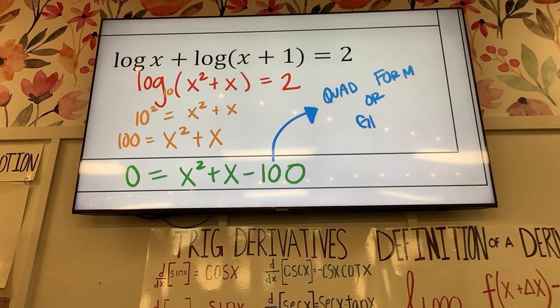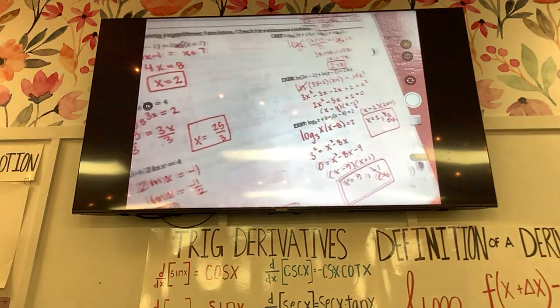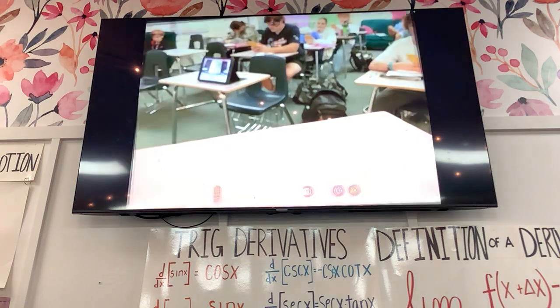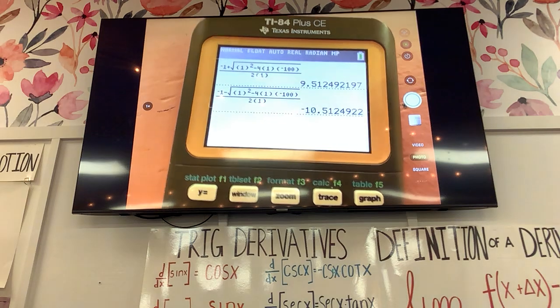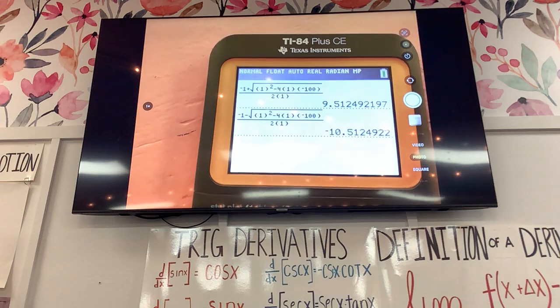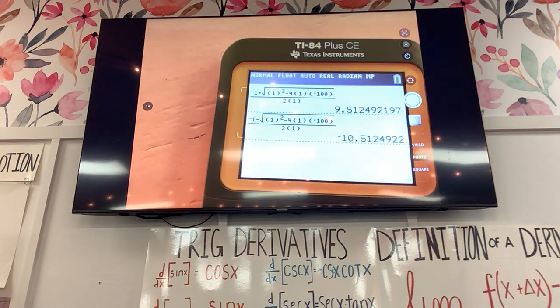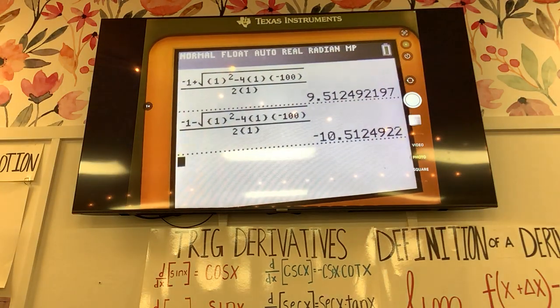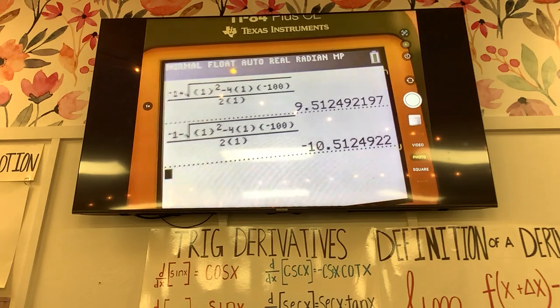Or you can graph. Either way, it's going to be on the calculator section. So let me go to my screen here. You can type in the entire quadratic formula into your calculator: negative b plus or minus the square root of b squared minus 4ac, all over 2a. You type the whole formula in with your a, your b, and your c, and it will spit out your 2 answers. My 2 answers on this one are 9.512 and negative 10.512.